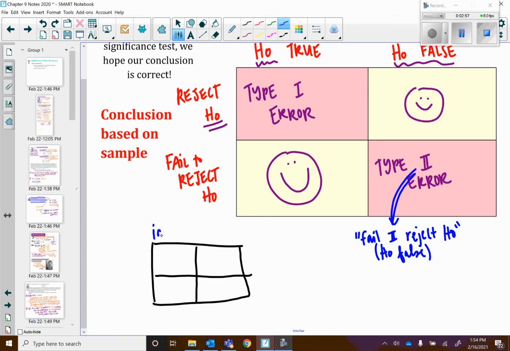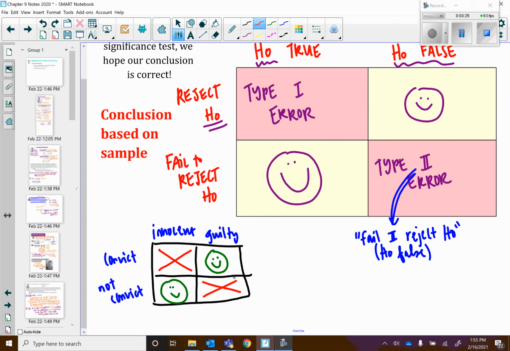Either the person is innocent or they're guilty, and we're either going to convict them or we will not convict them. And of course, if they are guilty and we convict them, then we're happy because we made the right choice. If they're innocent and we do not convict them, again, we're happy because we made the right choice, but then we've got these mistakes. And the question, and this would be a really good debate, is which of these is worse? Is it worse to convict an innocent man or to let someone guilty go free?